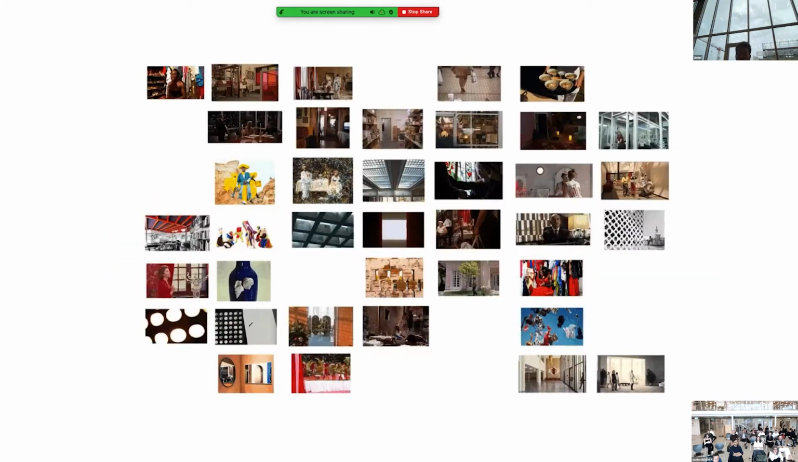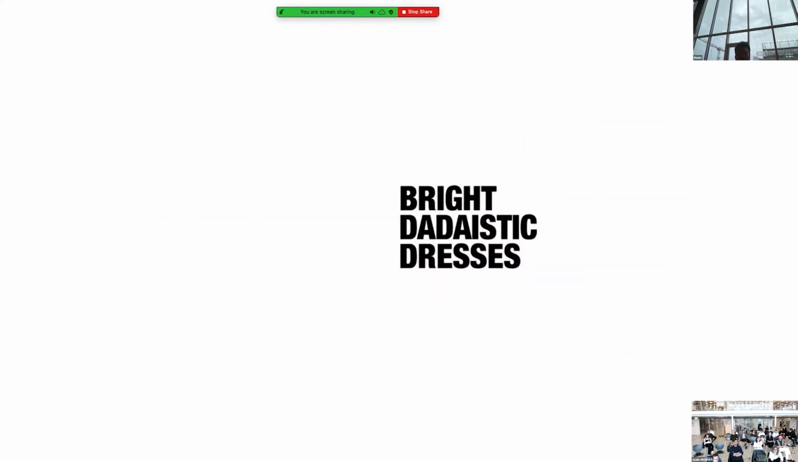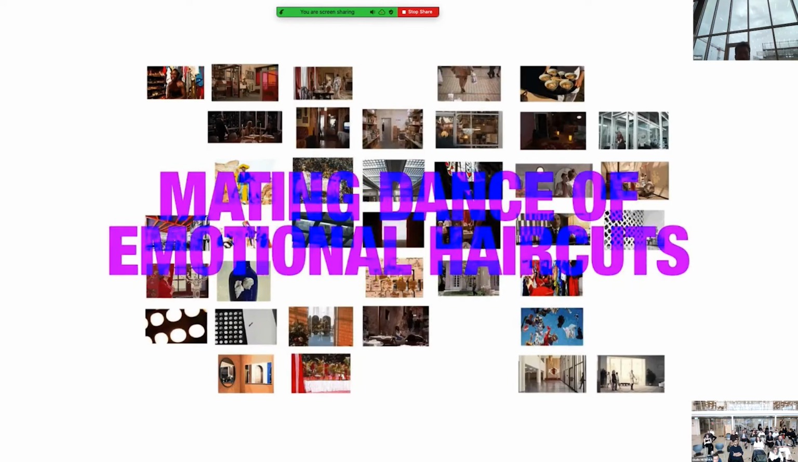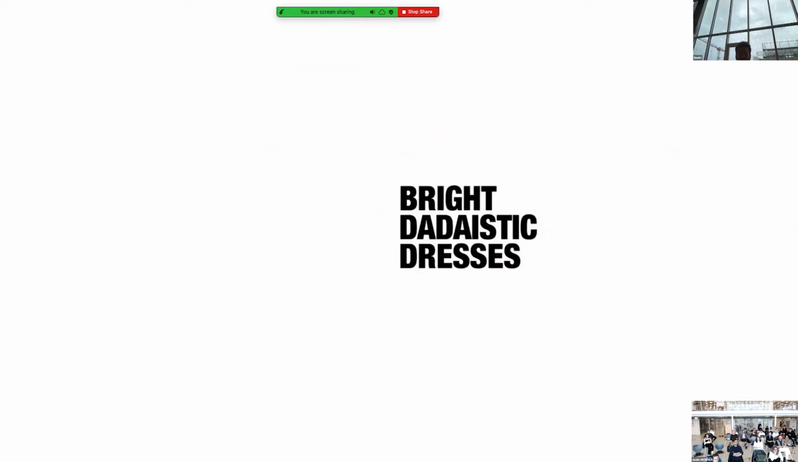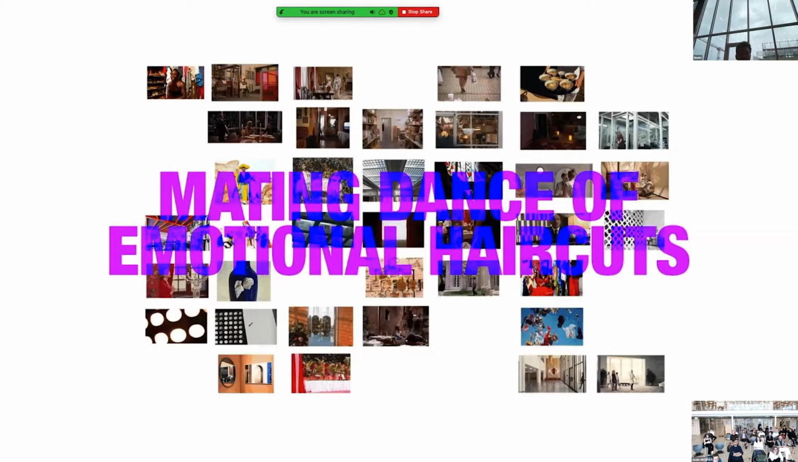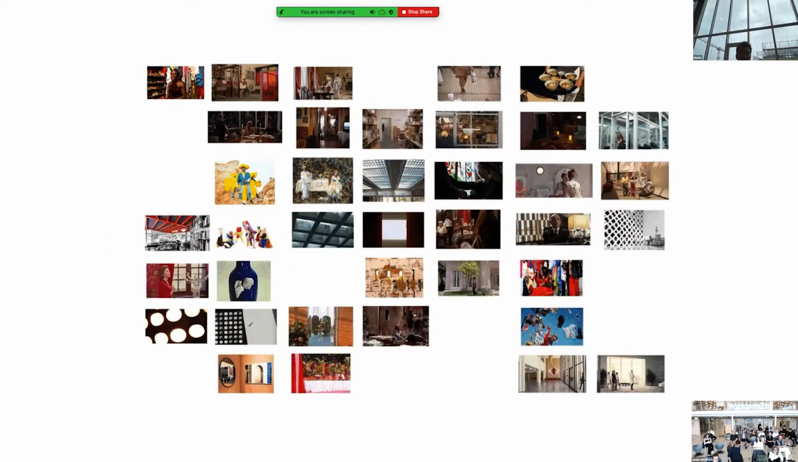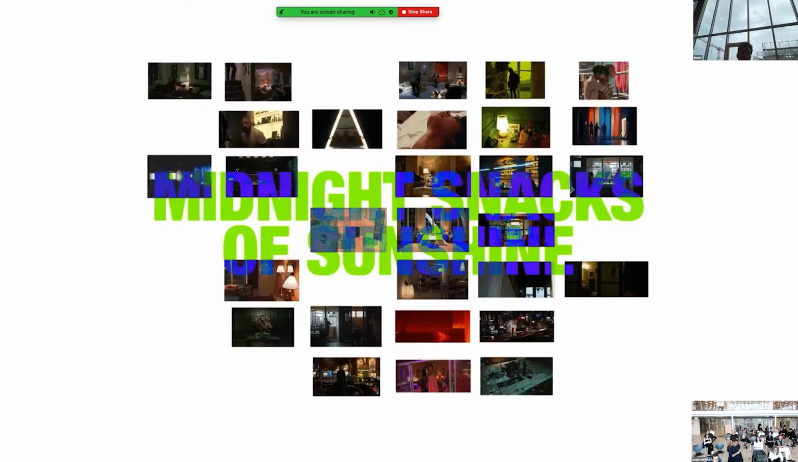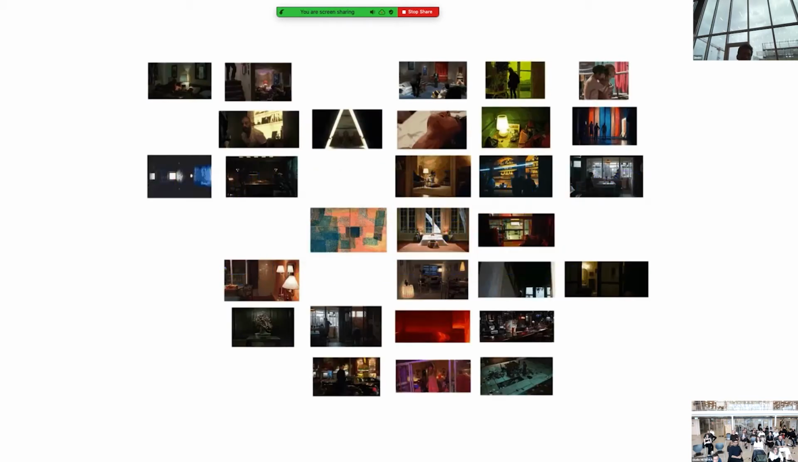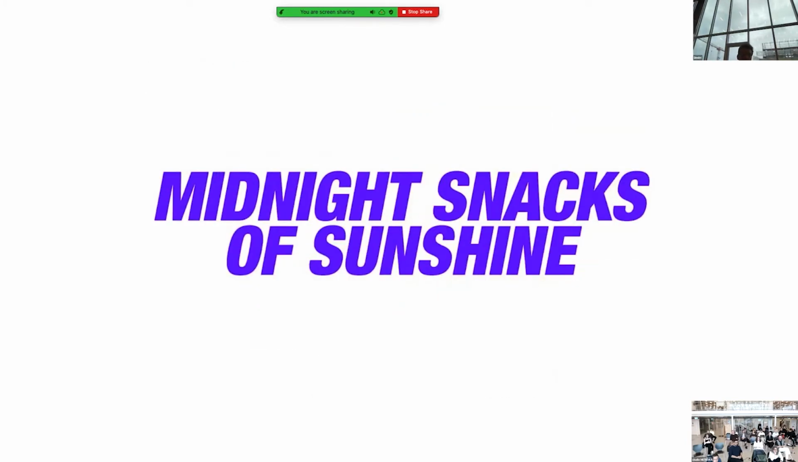Its first spectrum of images is called mating dance of emotional haircuts, and it somehow feels like bright Dadaistic dresses. And then we have the midnight snacks of sunshine, and it feels like woozy, expressionistic pajamas.